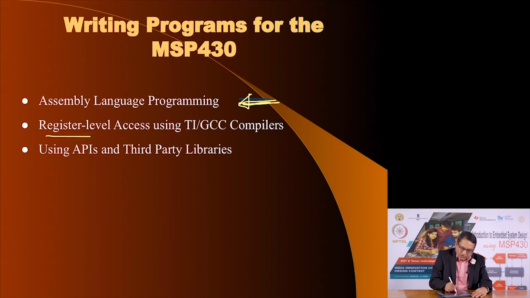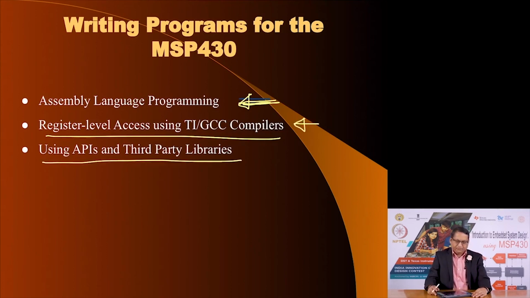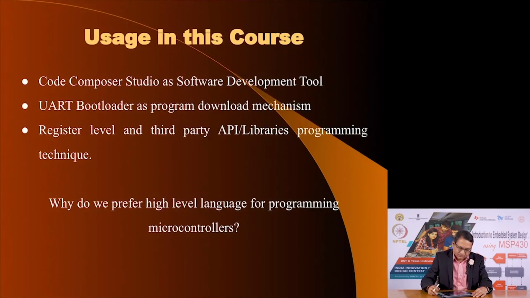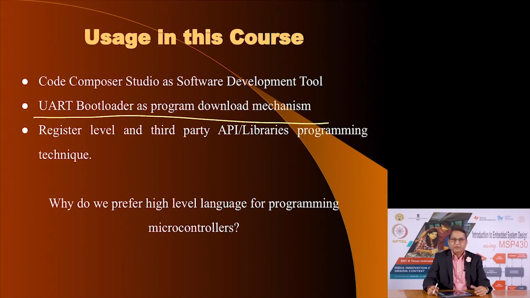You could also use register level access using the GCC or the TI compilers, and we are going to take this approach. And the third option is you use APIs and third party libraries, such as may be available from open sources, and we are going to stick to this approach. Now, in this course we are going to use Code Composer Studio for our development. We are going to use the UART based bootloader, and we are going to program using register level as well as third party API libraries, involving all of them together.